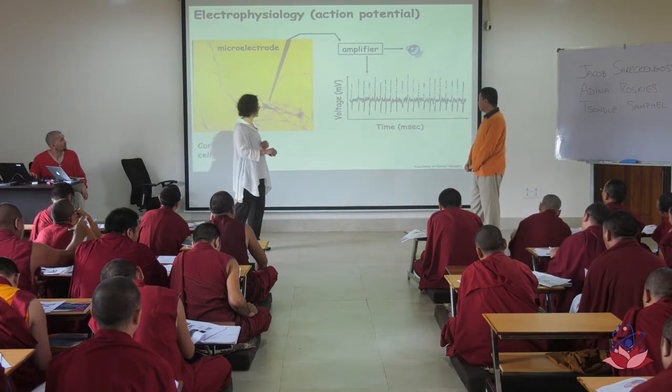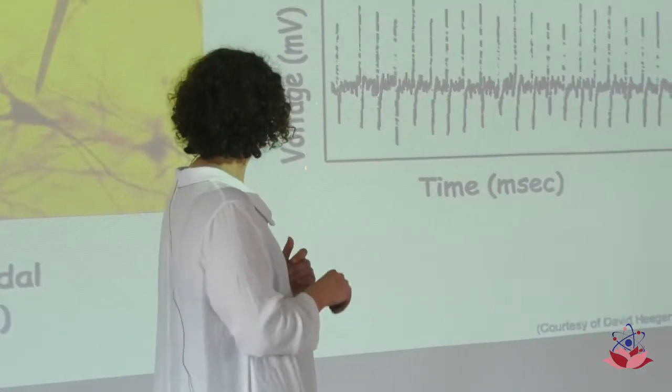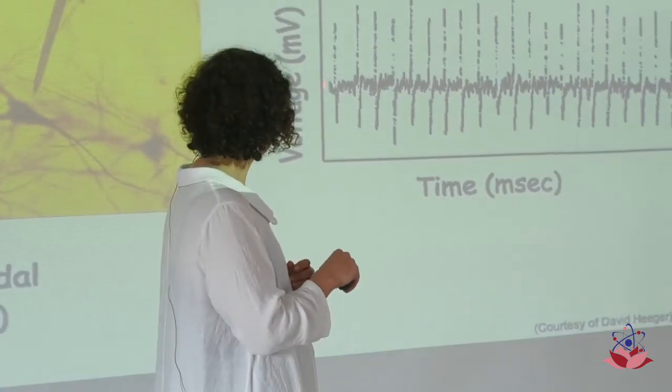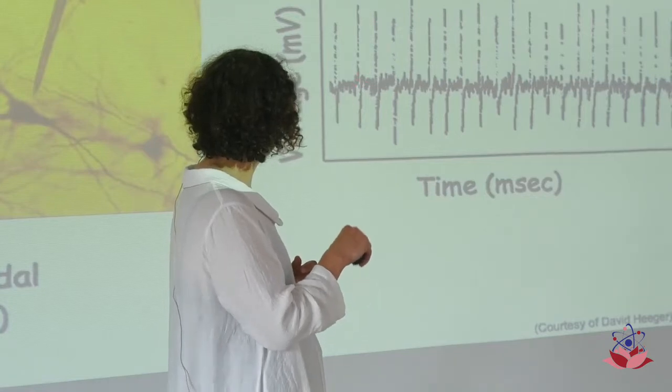So this axis here is time, and this is voltage or electrical signal, and as time goes on, this cell just fires.